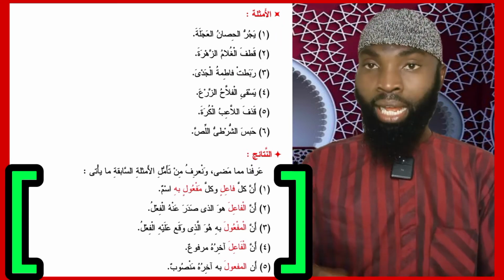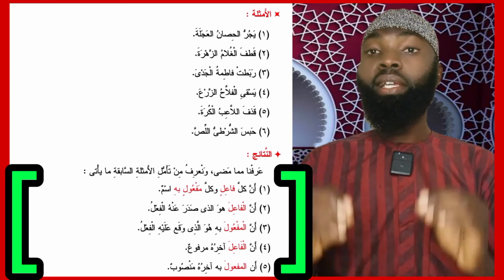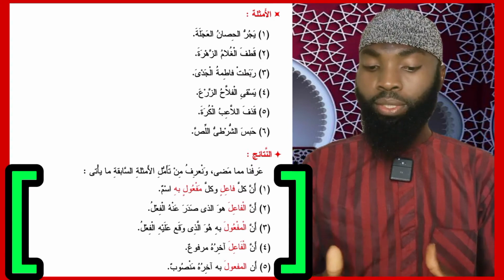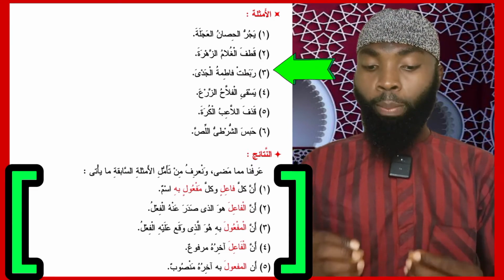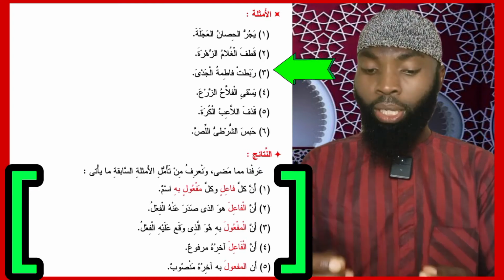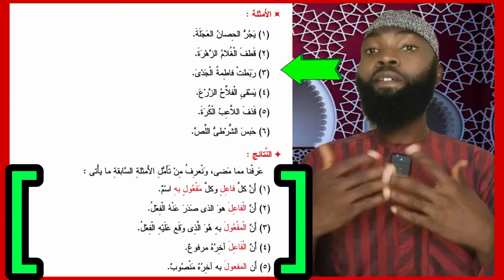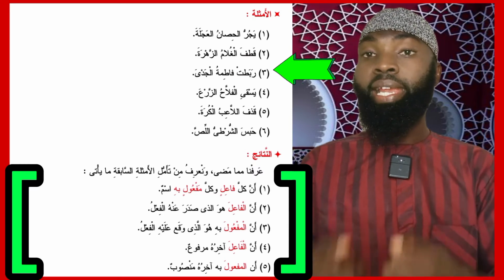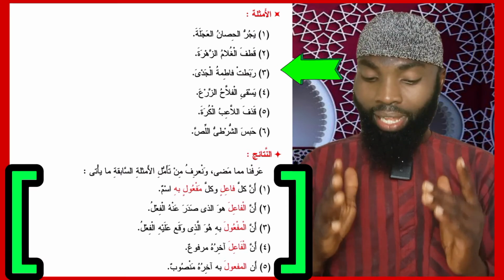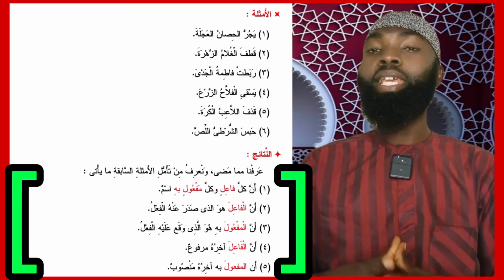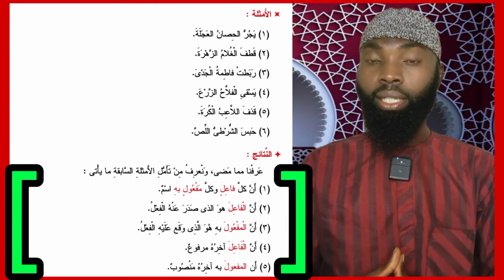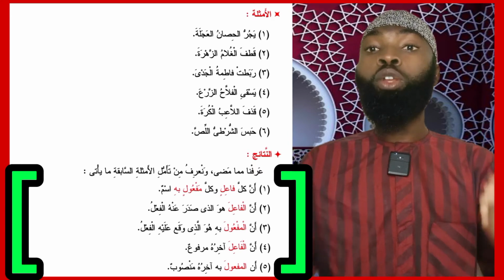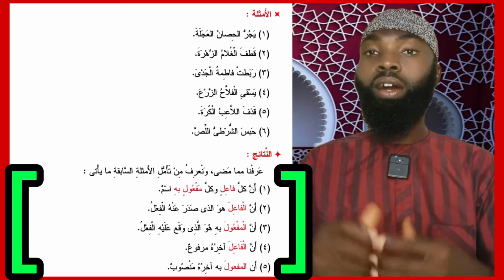Number 2, أن الفاعل هو الذي صدر عنه الفعل, that the fa'il is the one who performs the action. We can see this from these examples. Let's pick example number 3 and see. ربطت فاطمة الجدية. Fatimatu is the fa'il, and therefore it is the performer of the action of tying, or tightening. She tied the what? The kid, so she performs the action. And third, we have أن المفعول به هو الذي وقع عليه الفعل, that the object is the one upon whom the action has been performed. It is the receiver of the action.